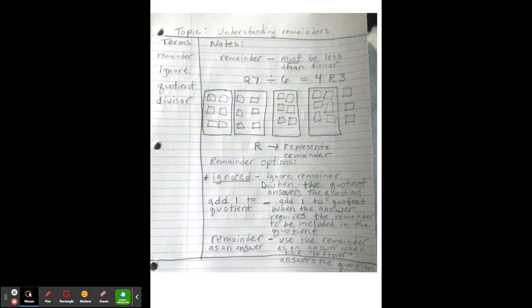So there are other times and other ways that we might use the remainder, but these are the three basic ways that we're going to use a remainder in fourth grade. So just remember the remainder options: sometimes you can ignore the remainder. Other times you need to count the remainder by adding 1 to the quotient. And then finally, there are times where the remainder will be the answer. So let's finish up the video. At the very end of the video, you will see that they summarize the video. You can write that in your summary section. That's what I did. So let's finish the video.